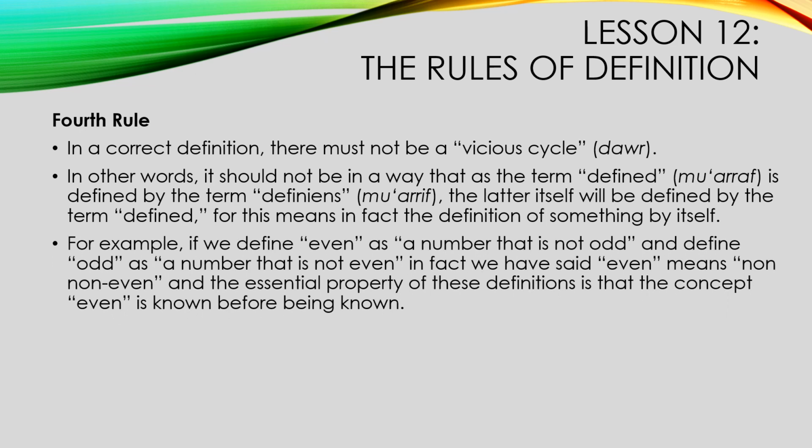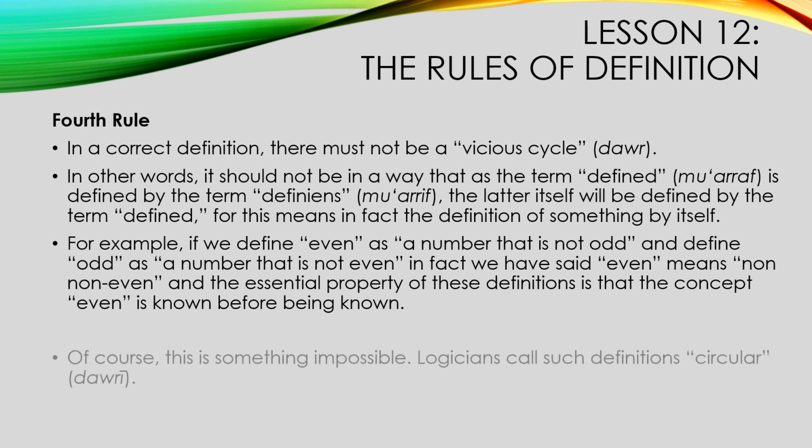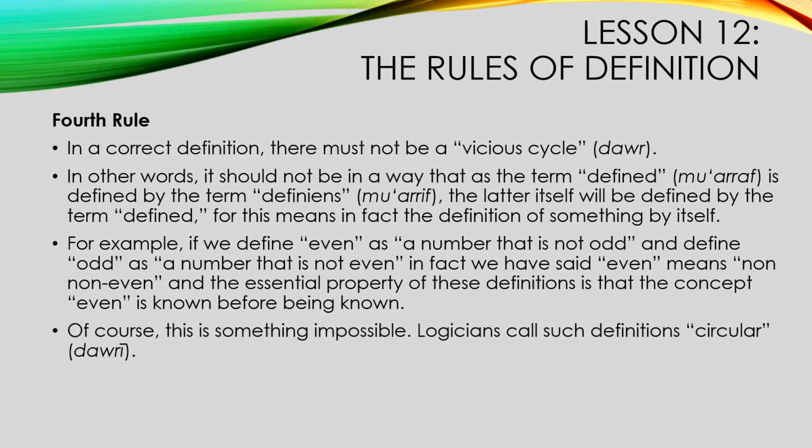For example, if we define even as a number that is not odd and define odd as a number that is not even, in fact we have said even means non-even. And the essential property of these definitions is that the concept even is known before being known. Of course, this is something impossible. Logicians call such definitions circular or dawri.